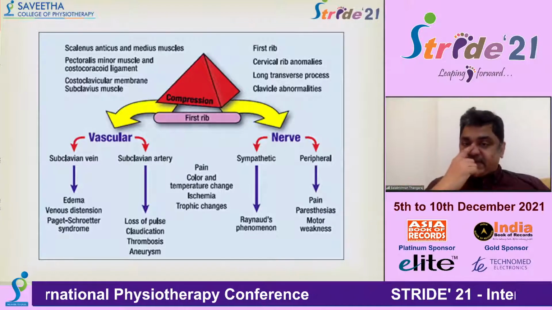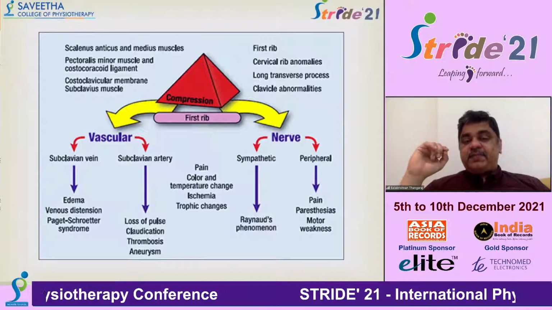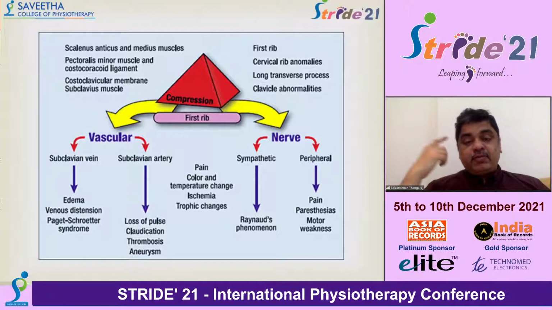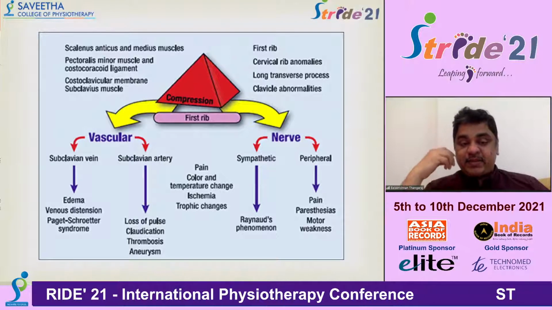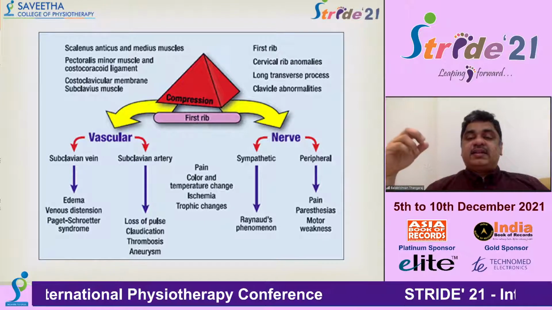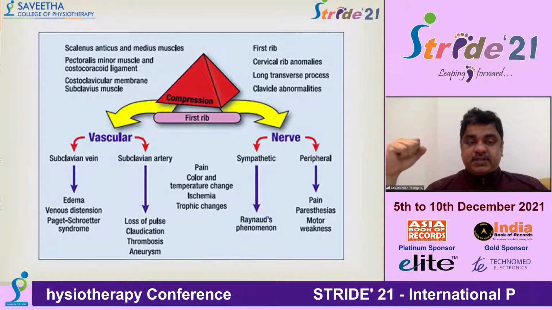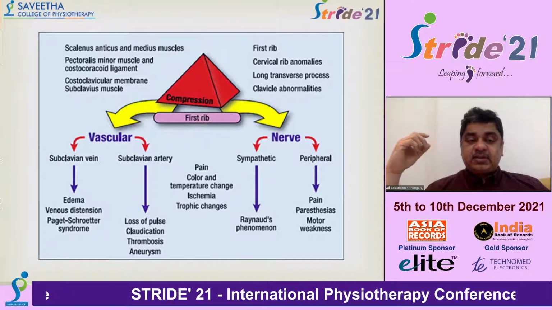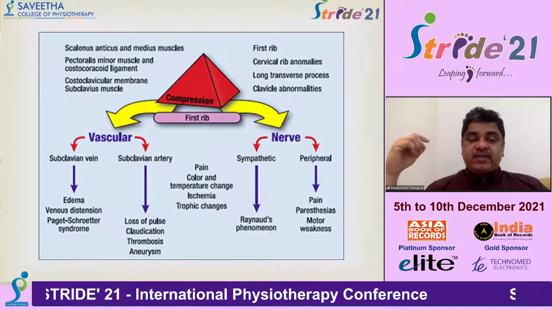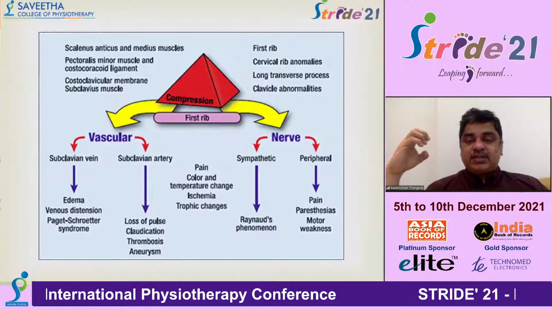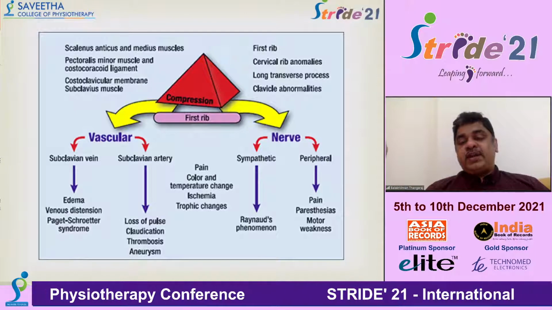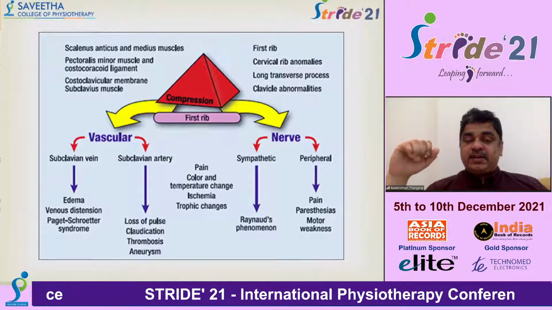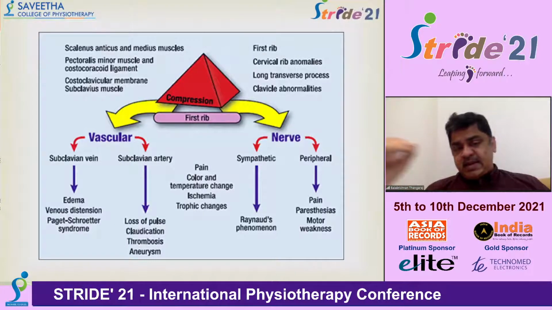As I mentioned in the previous slide, we cannot blame the cervical rib as one of the main causes, because people who have a cervical rib can also be free of symptoms. We have to consider all the other reasons for these compressions, like the scalenus anterior and medius muscles, pectoralis minor muscle, costocoracoid ligament, costoclavicular membrane and subclavius muscle tightness. And when we talk about the bony anomalies: first rib and cervical rib anomalies, long transverse process and clavicular abnormalities, which lead to the compression.